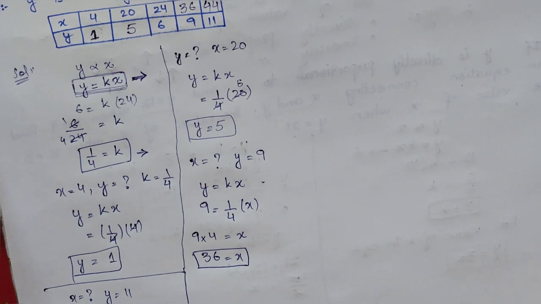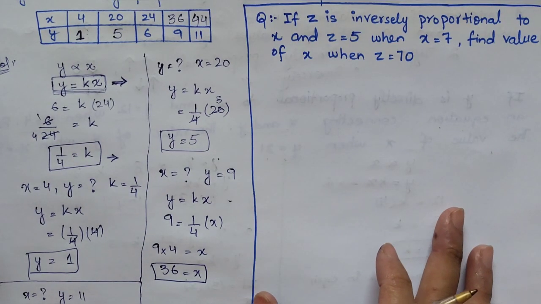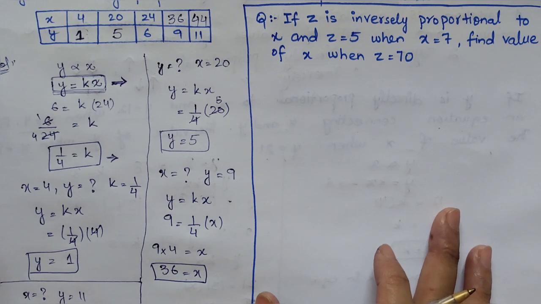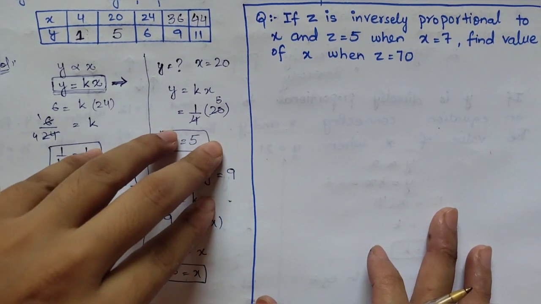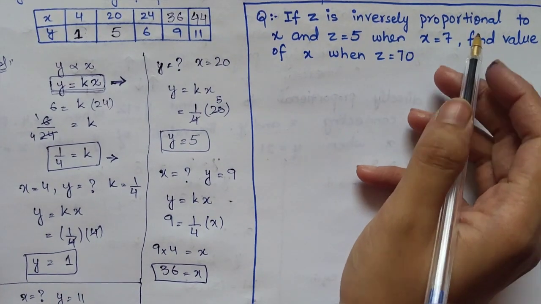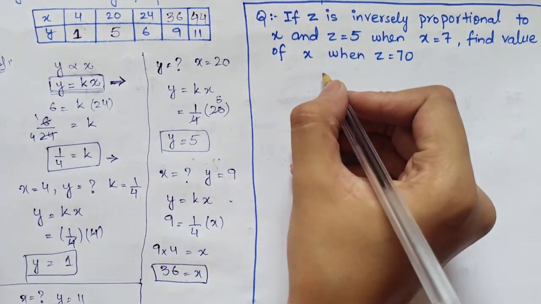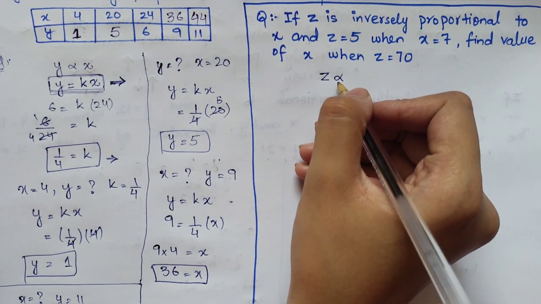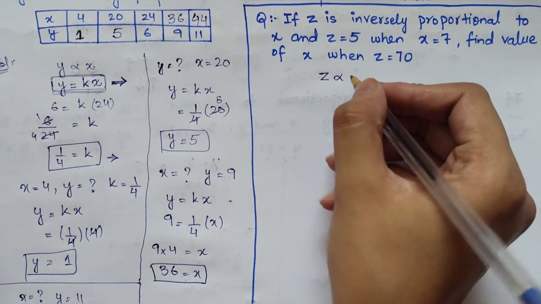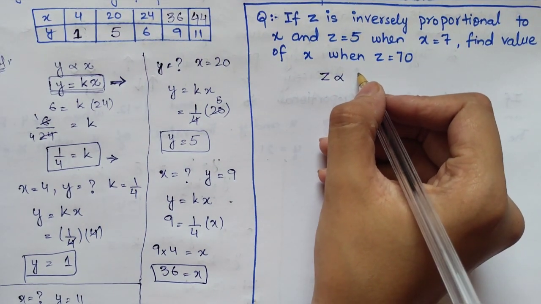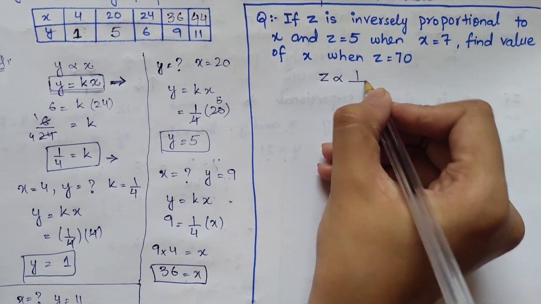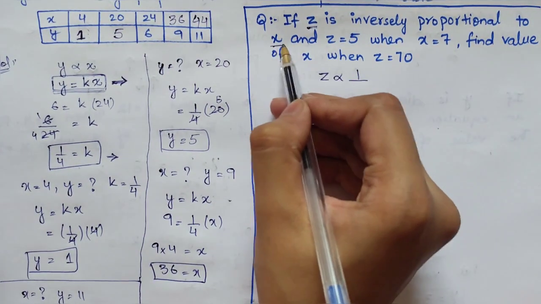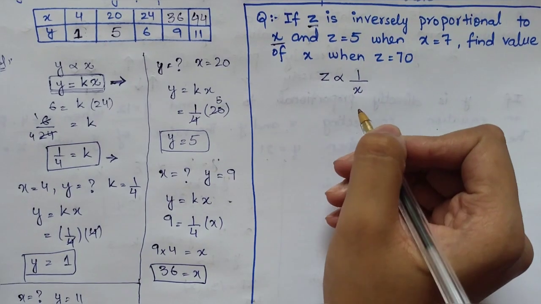We have completed it. Okay, our next question is, if z is inversely proportional to x and z is equal to 5 when x is equal to 7, find the value of x when z is equal to 70. Okay, this is your question of inverse proportionality. How can we write inversely proportional? Z is inversely proportional. The proportionality symbol remains the same, it doesn't change for directly or inversely, but in inversely you have to write the value in the denominator. Z is inversely proportional to x, so we write x in the denominator.